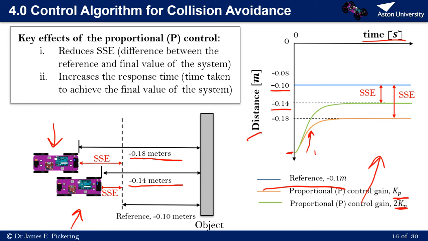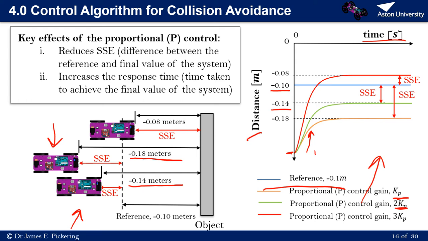So it's using the sensor, actuator and the proportional control gain to achieve that value. Then if I increase it further, to 3 multiplied by the proportional control gain, it has overshot and gone to minus 0.08 meters. However, you still have this steady state error. So the proportional control gain is useful for reducing the steady state error. It's also useful for improving the response time, i.e. the time it takes to achieve the final value of the system, i.e. when there's no rate of change in the system response.